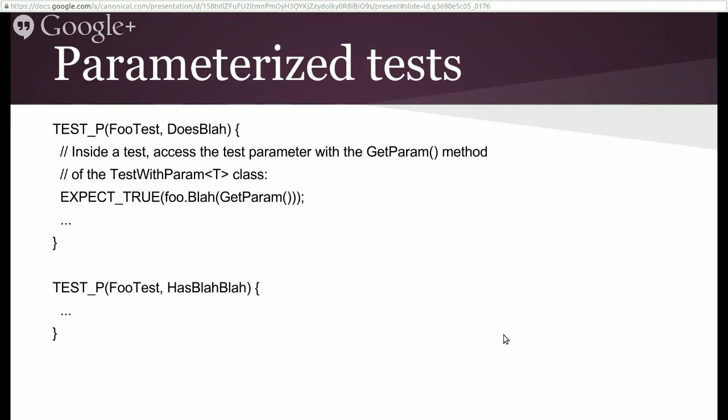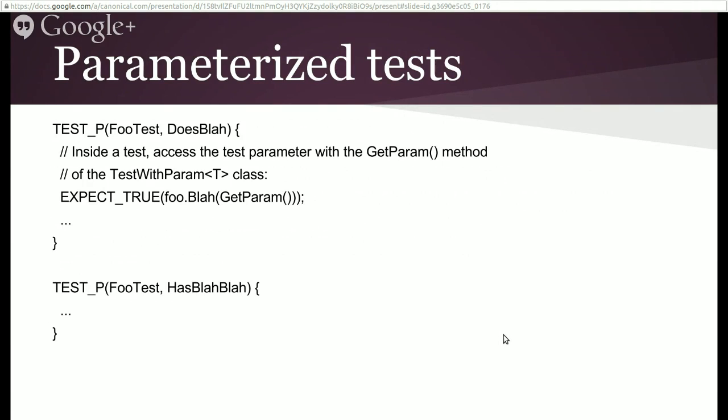Now, things get a little bit more complicated because, yet again, we have a different macro. We had TEST for the simple function tests. We had TEST_F for fixture tests, and then we have TEST_P for those tests that take parameters. Now, it's not straightforward to understand sometimes, but once you get it, it's quite straightforward.